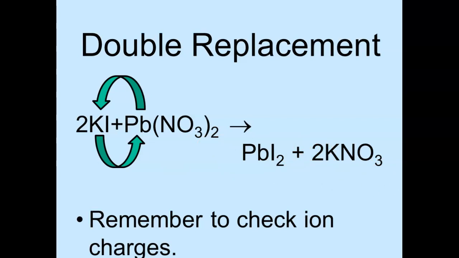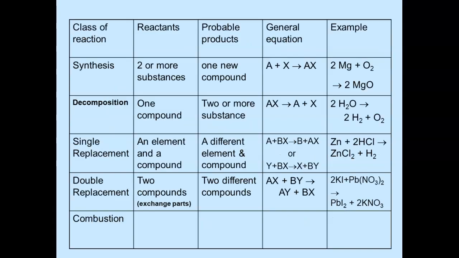Double replacement. Two things are being replaced. And then the last kind is combustion. And in combustion, you're going to have some substance plus oxygen, right? So over here in the general equation, it says plus O2. That's what you have to have, O2 over here. And you get oxides out of it, and light and heat in a combustion reaction.